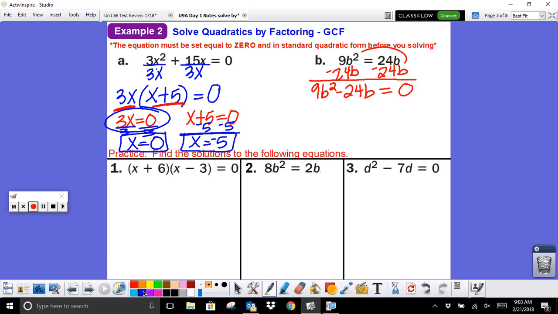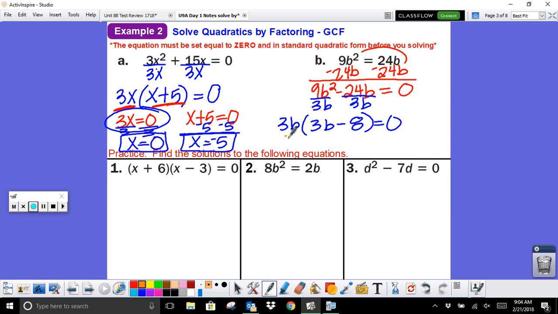Now I'm just going to factor this like normal. So I need to look and see, do we have a GCF? And we do. So 3b goes into both of these. So I'm going to take that 3b out and I'm going to write what's left. So I would be left with 3b minus 8. And that's all still equal to 0. Okay, notice I don't have any squareds left, so I'm done factoring. I just need to now find my solutions.